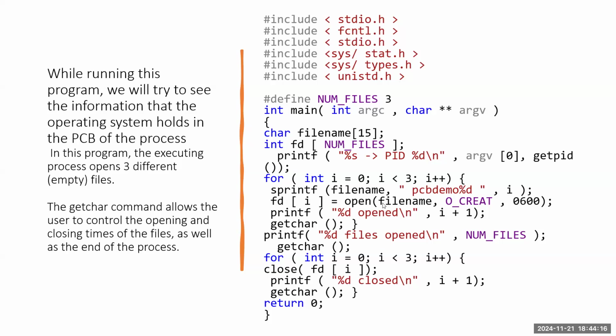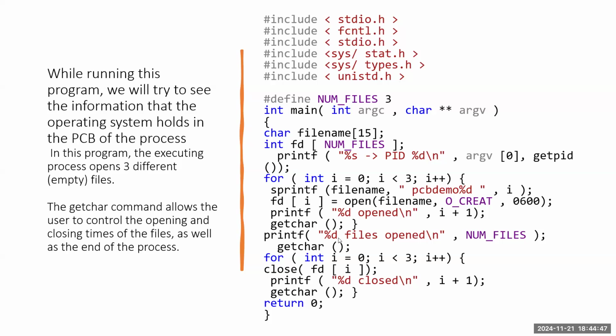Then we're going to open a file called file name. So we're going to create, essentially, because that file doesn't exist yet, we're going to create a file called PCB demo 0, and then PCB demo 1, etc. And we're going to give it the permission 600, which is read and write for the owner and nobody else. The zeros mean nobody else can read and write it. And then we're going to print out open 0 plus 1, open 1. So it's going to be 1 opened. And then we're going to wait.